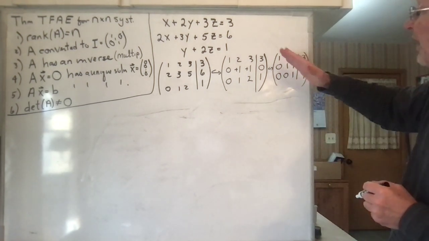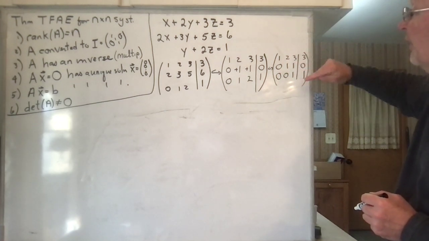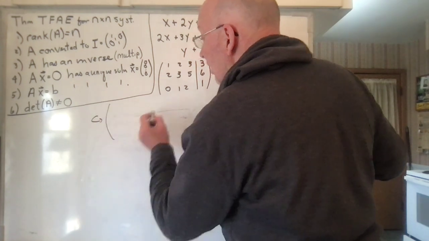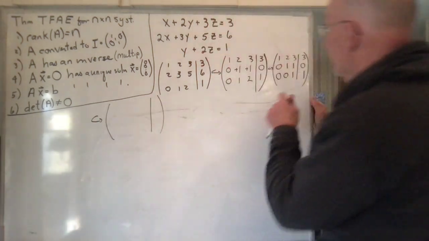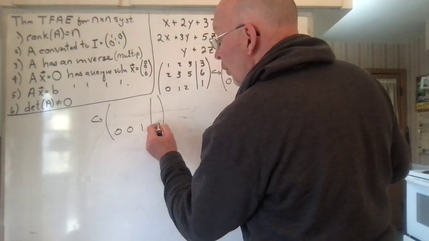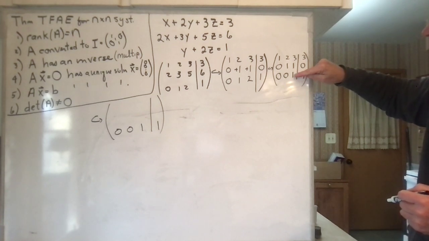Now what? Okay, now that I have 1s here and I have 0s below it, now I'm going to get 0s up above here. So I'm going to go like this. Okay, now I leave the bottom row alone. 0, 0, 1, 1.